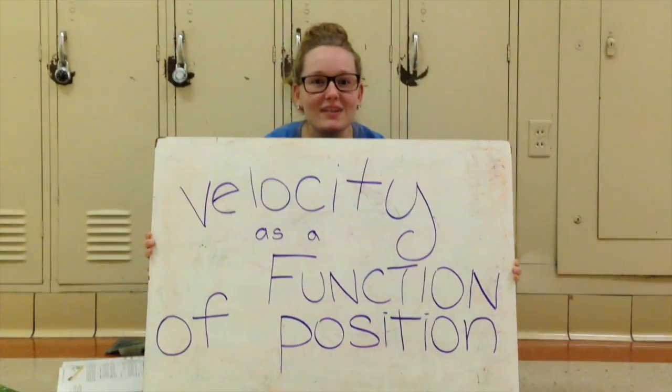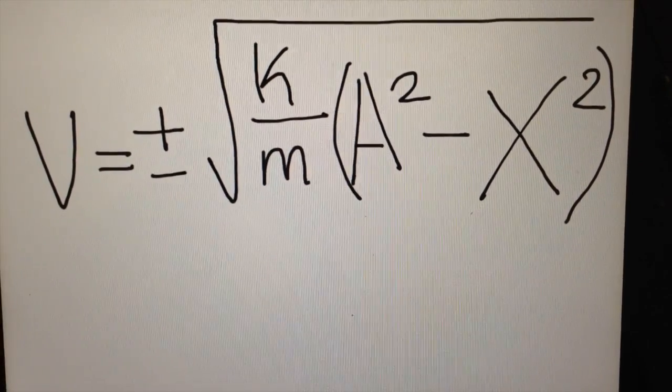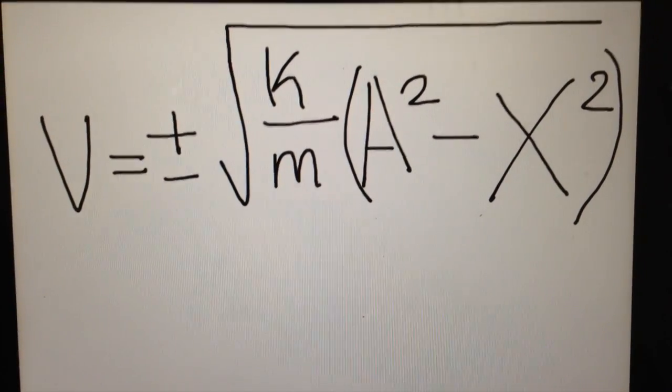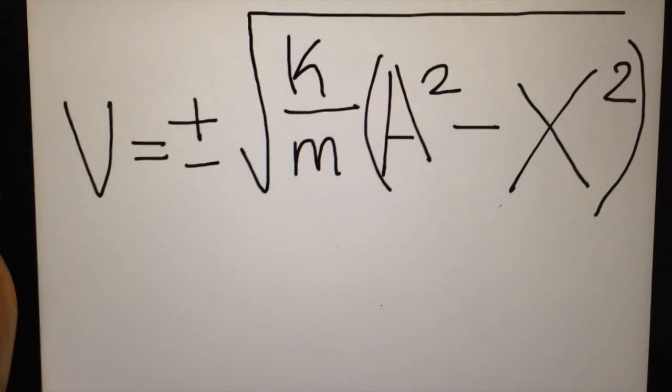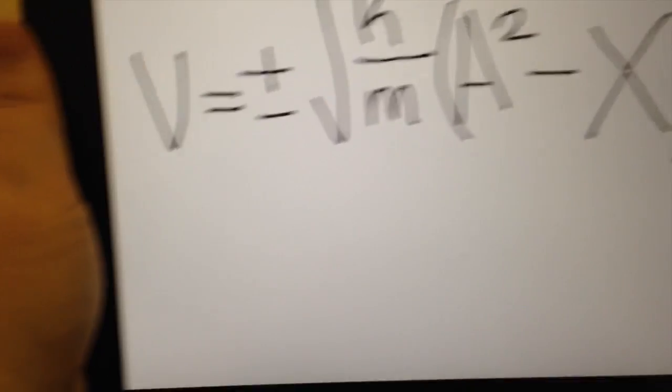Velocity is a function of position. This is the formula for the sum of the kinetic and potential energy at the final position when you are finding velocity. The plus and minus stand for if you're moving to the right, you use positive, and if you're moving to the left, it's negative.